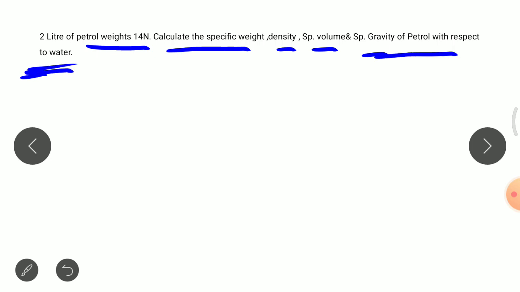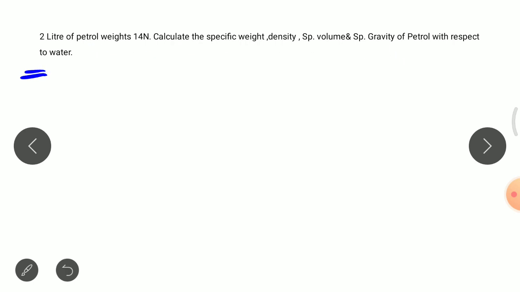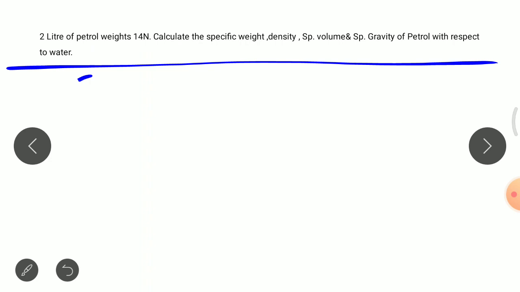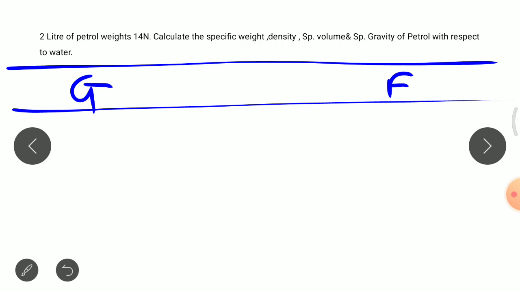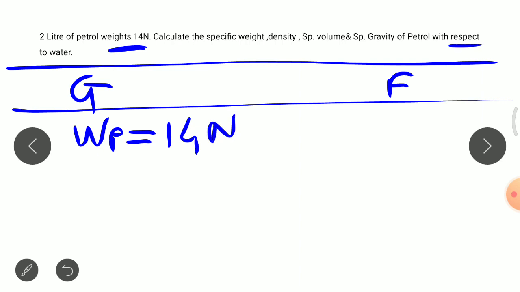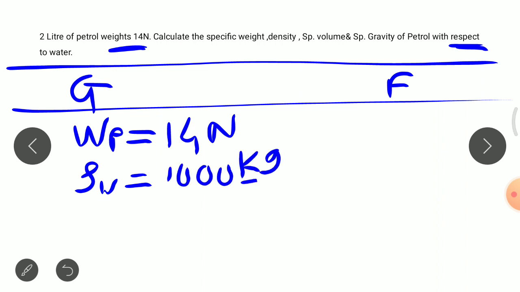Okay, now we will solve it step by step. First step is to write the given data and what we have to find. What we have in the statement is the weight of oil, that is petrol, is 14 Newton, that is capital W of P for petrol. And we have to calculate it with respect to water. Rho of water is equal to 1000 kg per meter cube.